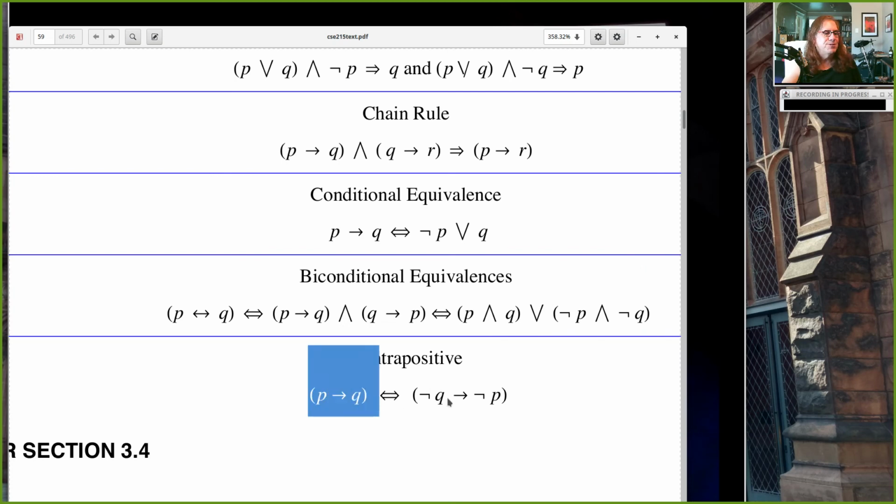And this is the last one in this table. This also comes from the truth table. If P then Q is the same as, not Q, then not P. And that's the good old contrapositive.